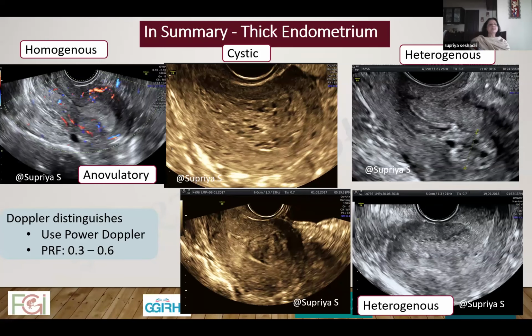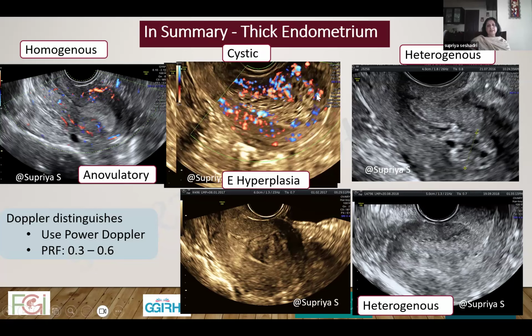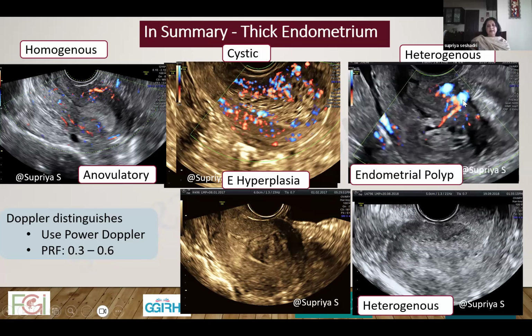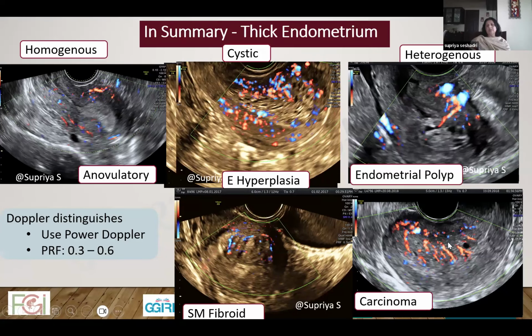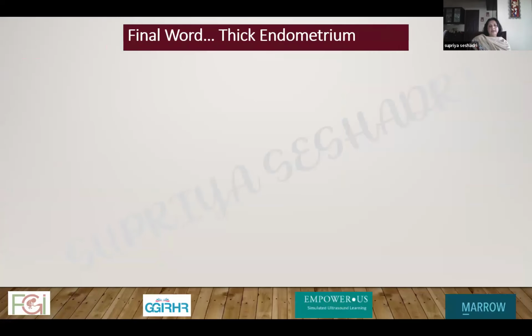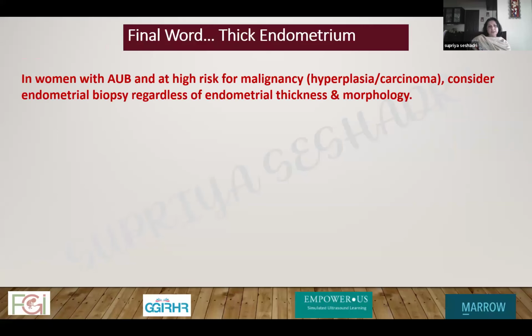A homogeneous endometrium with a color score 1 is anovulatory. Multiple vessels, multifocal origin makes it hyperplasia. Thick dominant vessel makes it a polyp. Peripheral vascularity makes it a fibroid polyp, and a disorderly, that is irregular branching or very densely packed vessels makes it a carcinoma. But the final word where thick endometrium goes is this.